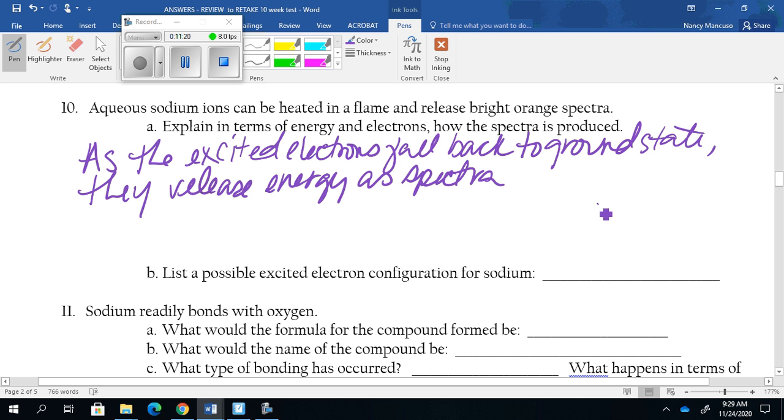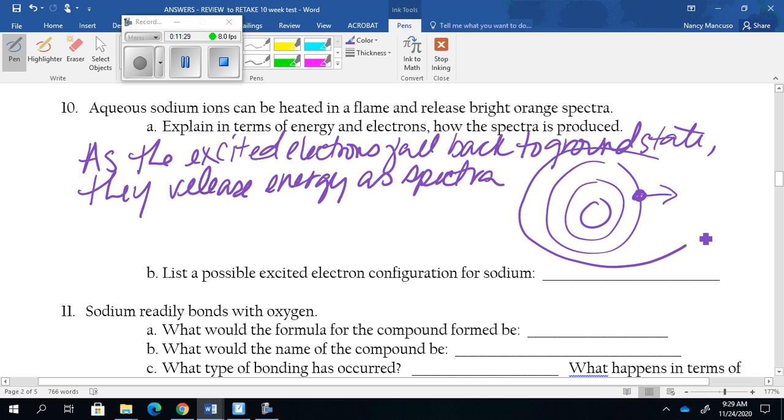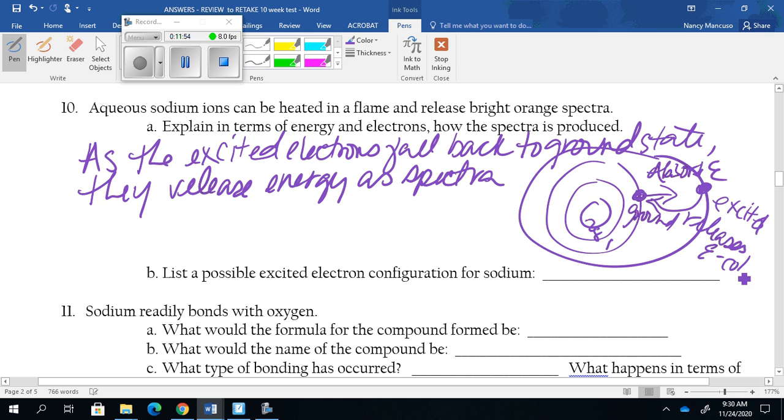All right, so picture 2-8-1. Picture maybe this one outermost electron. Imagine it getting excited. It moves out to an even higher energy level. To do that, it had to absorb energy. And now it is excited. Back here, it was in its ground state, 2-8-1. Now, it never stays in that excited state, so eventually it's going to fall back down to ground, and when it falls, it releases energy. And that energy that it releases, those are the wavelengths of color that you see. List a possible excited electron configuration for sodium.